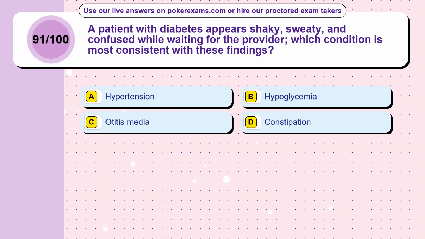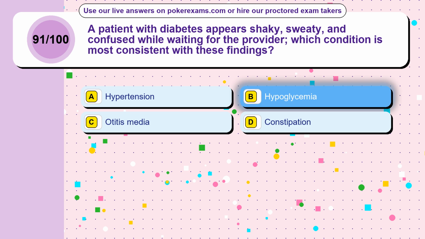Question 91. A patient with diabetes appears shaky, sweaty, and confused while waiting for the provider. Which condition is most consistent with these findings? Option A, hypertension. Option B, hypoglycemia. Option C, otitis media. Option D, constipation.